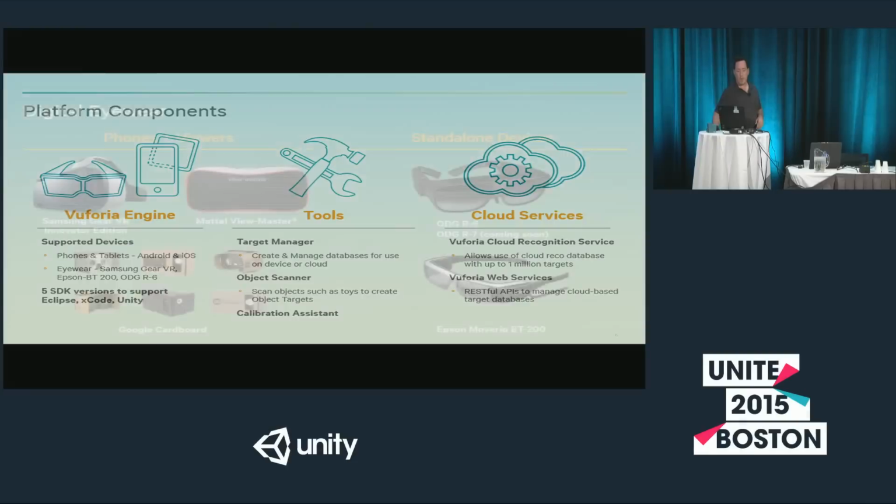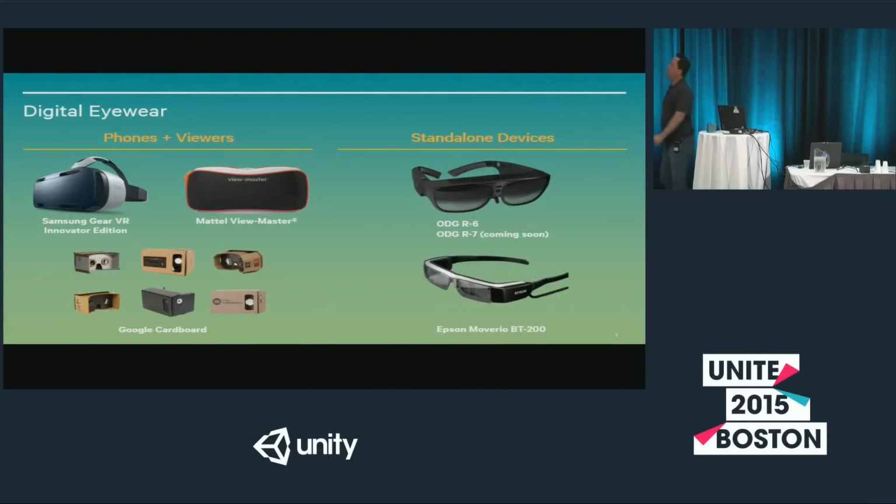So in talking about eyewear, we support two classes, and it's what I introduced at the beginning. It's optical see-through eyewear and also video see-through eyewear. Now, on the left, you'll see the video see-through examples. We're currently supporting the Gear VR Innovator Edition, so you can use the Note 4 or the Samsung S6 in the Gear VR. We're also supporting Google Cardboard, which is supporting a range of devices.